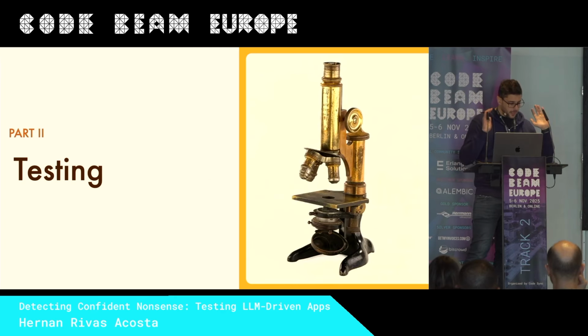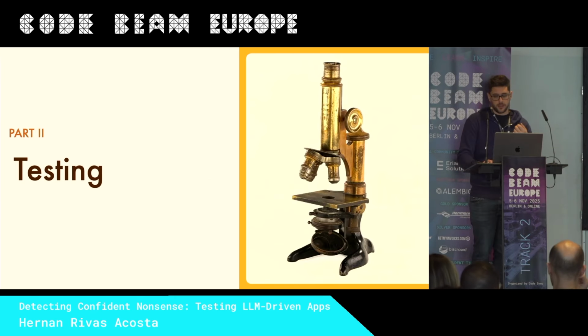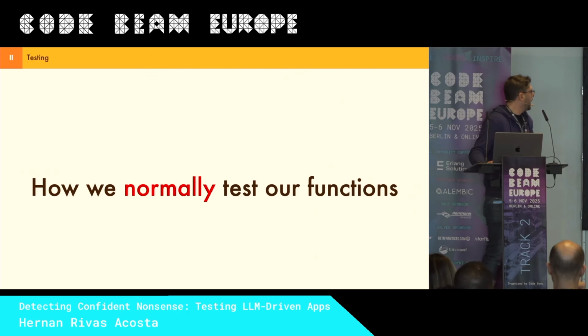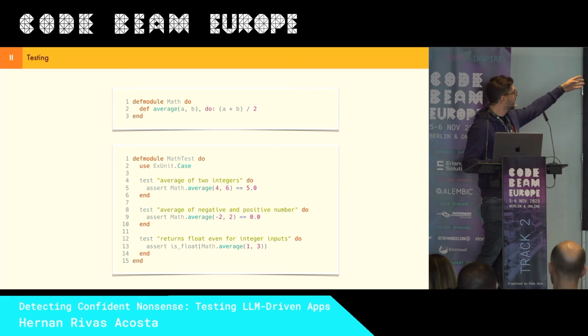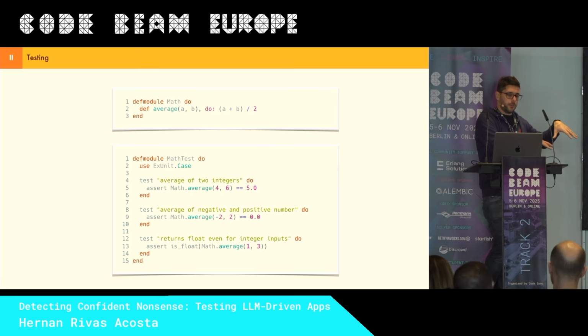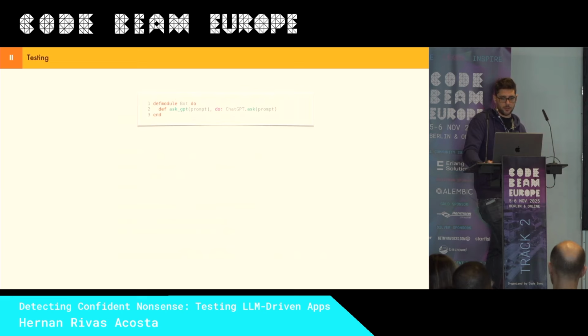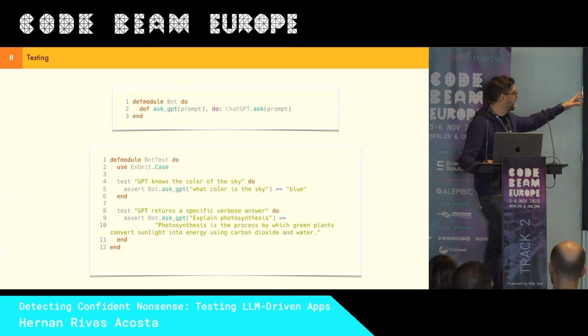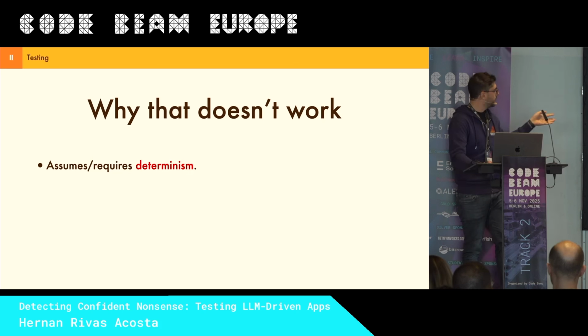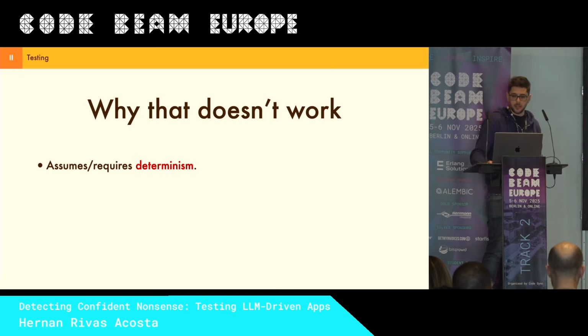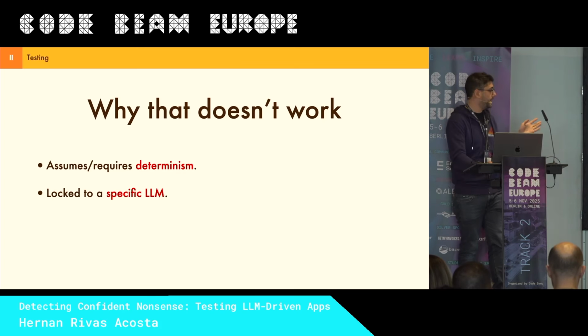So let's start with testing and see what the issue is. The way we normally test our functions is very simple. We have a function, and we simply give it an input and check that the output is what we expect. But with an LLM, you obviously cannot do this. Just to drive the example home, this would be very silly. And why is this silly? Well, first of all, it assumes determinism, and as I previously mentioned, that's not a feature that we can rely on. Additionally, you change the LLM, you change the version, and the test doesn't work, if it ever worked in the first place.